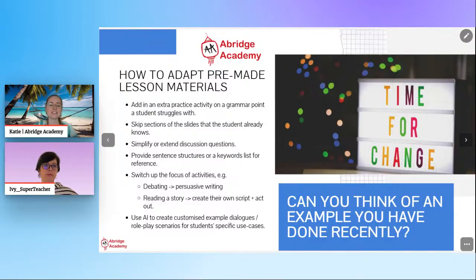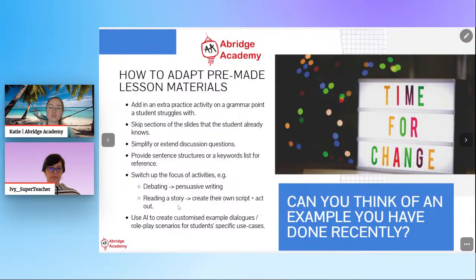Adapting the questions that you ask, like adding more in-depth questions, getting them to relate it to their own experiences, like Ivy was talking about earlier. Giving them sentence structures or keywords lists, getting to dig into giving definitions of the keywords, something like that. And then also switching up the focus of the activities themselves. I should have put that in the first bullet point. Never mind. So, for example, if they're having debating lessons, using that to link into persuasive or argumentative writing skills.